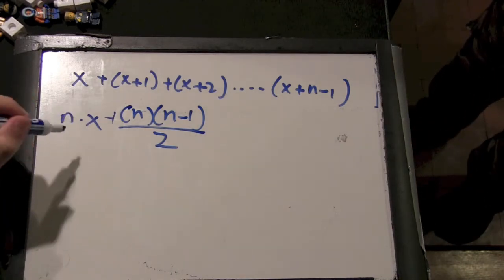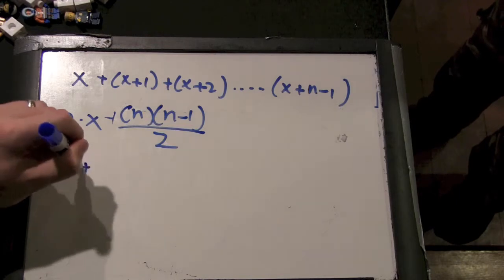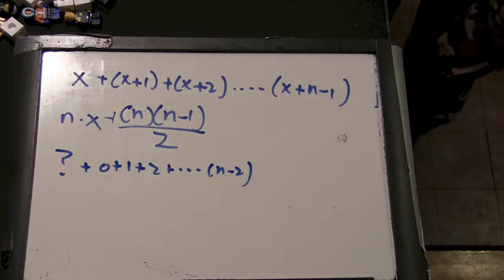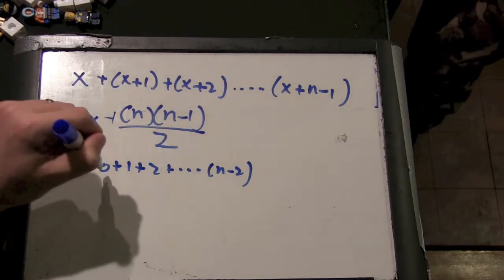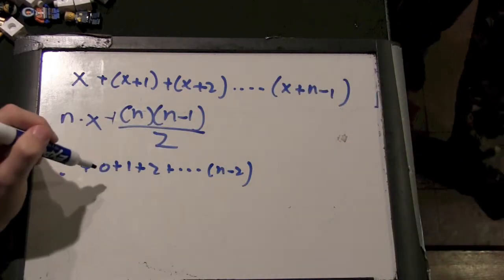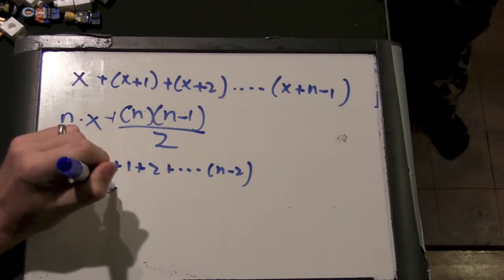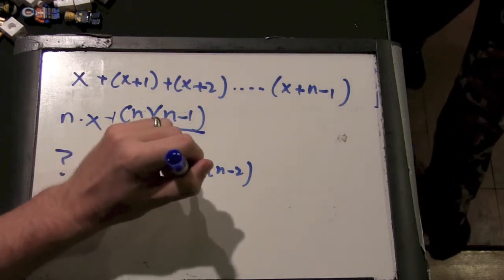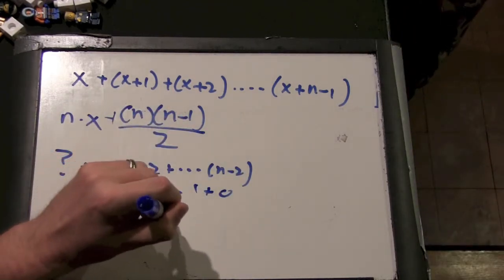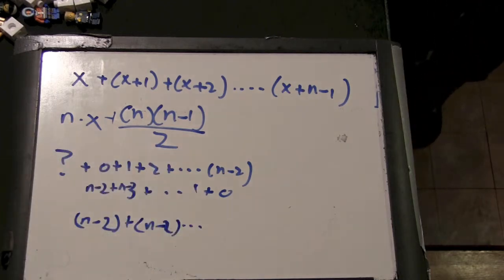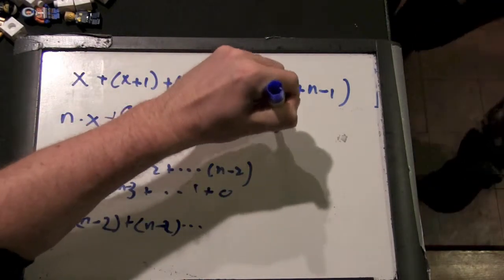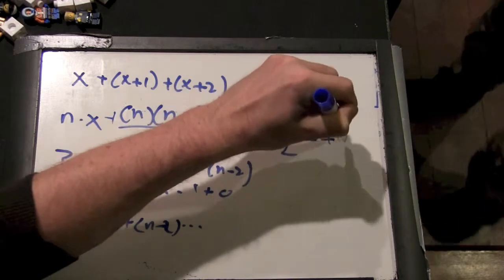Yep. At the end, remember I had some mystery large number plus 0 plus 1 plus 2 plus all the way up to n minus 2. All right. How do I add 0 plus 1 plus 2 all the way up to n minus 2? You can do the same way. Okay. So you have, I read it backwards, n minus 2 plus n minus 3 plus 1 plus 0. So I have a bunch of n minus 2s. You have n minus 1 n minus 2's. So I get n minus 2 times n minus 1 over 2, plus the large number.